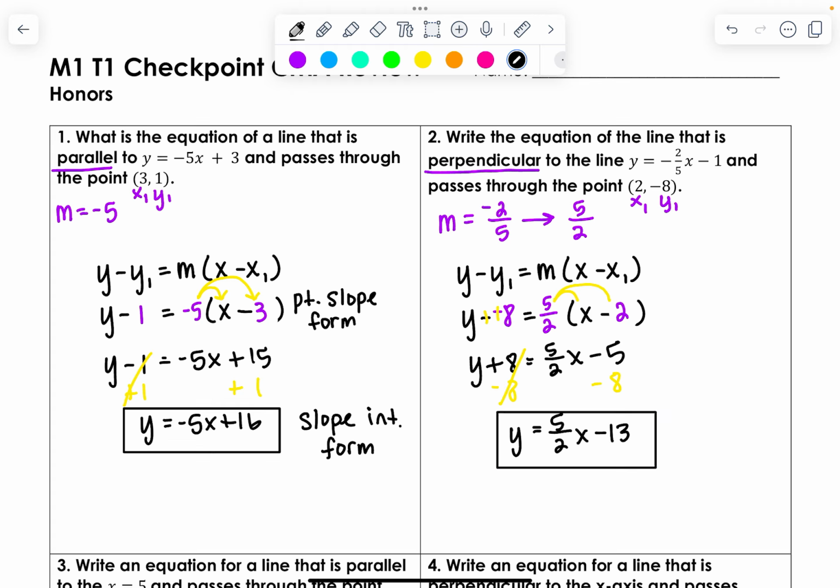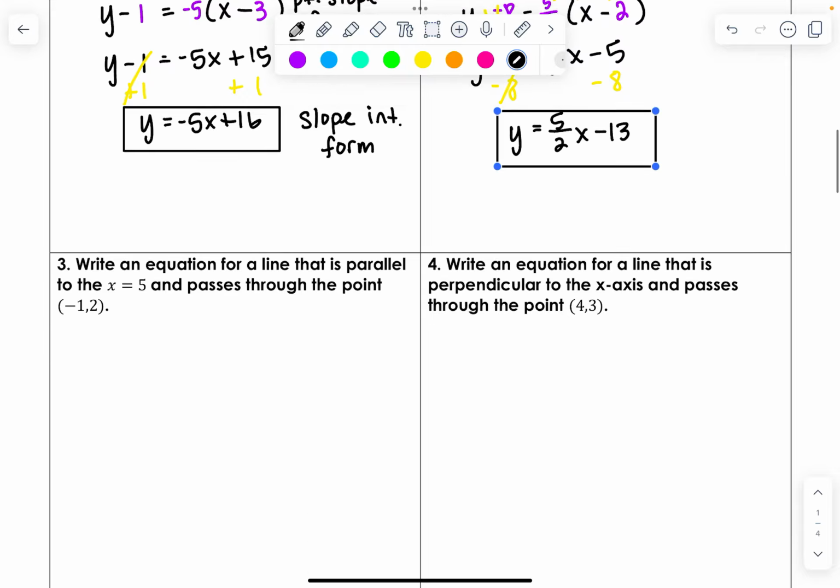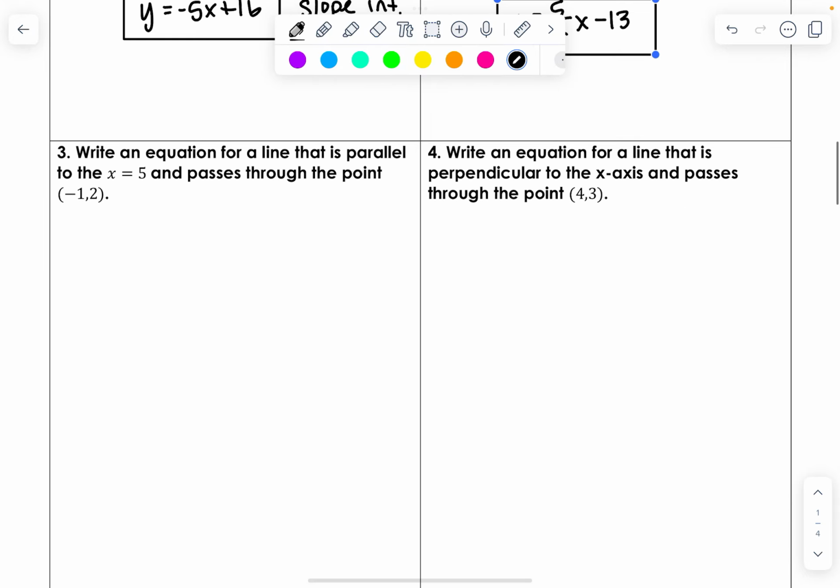Number 3, write an equation for a line that's parallel to x equals 5 and passes through this point. All right, so parallel means it's going to have the same slope. If it's x equals, that means it's vertical, so if it's parallel, we're still going to stick with a vertical line. So keep that x equals, and this is our x coordinate right there. So that's really it.